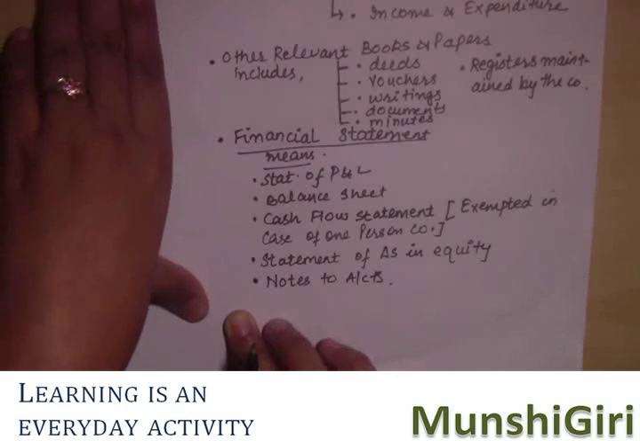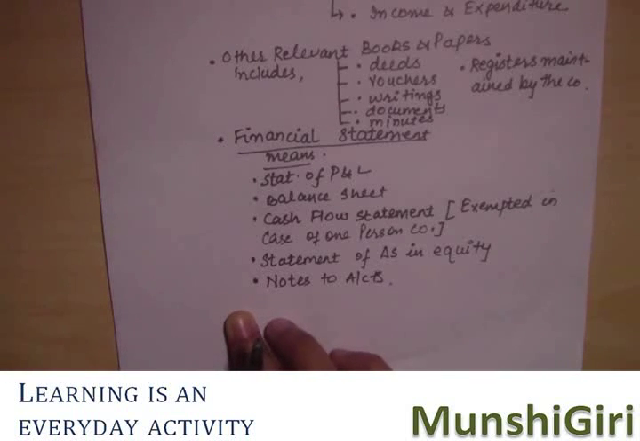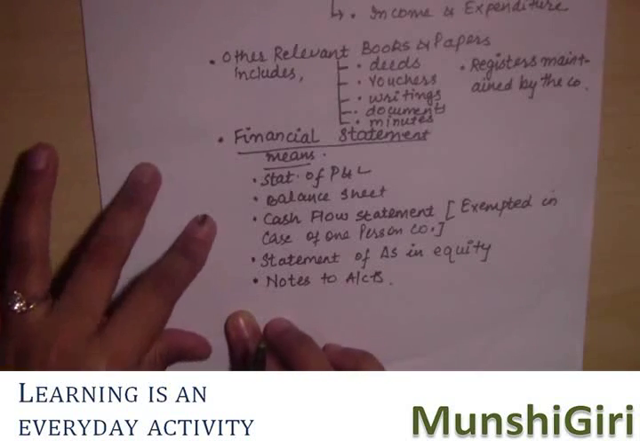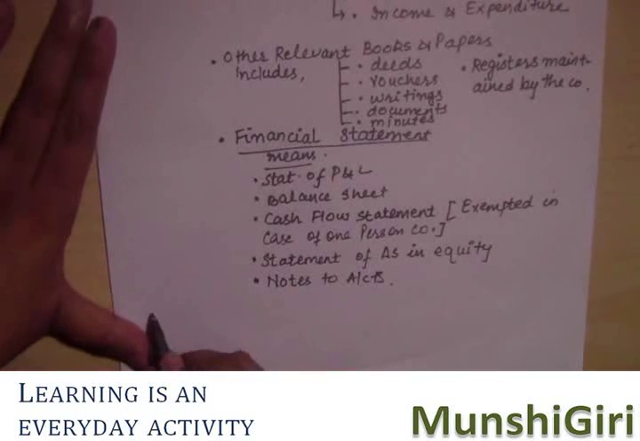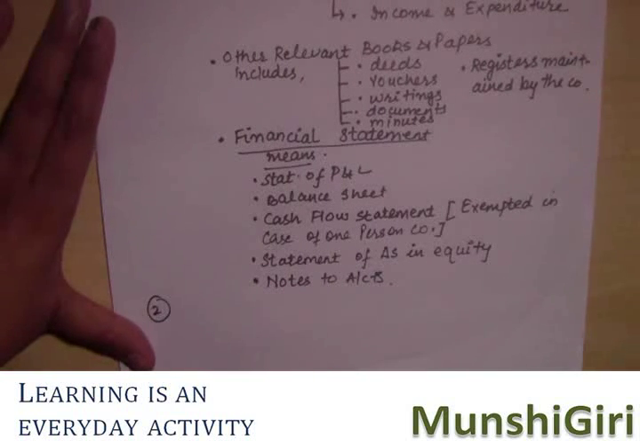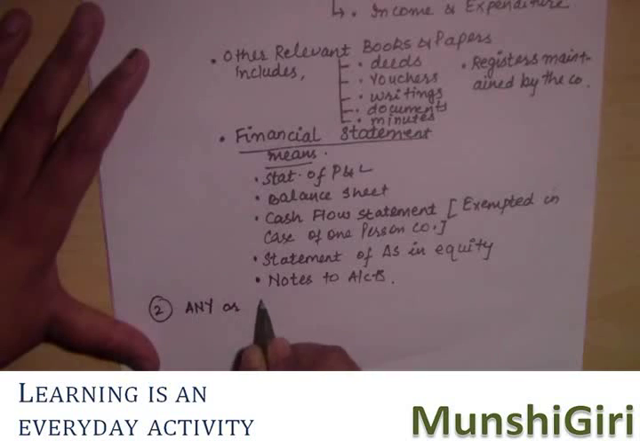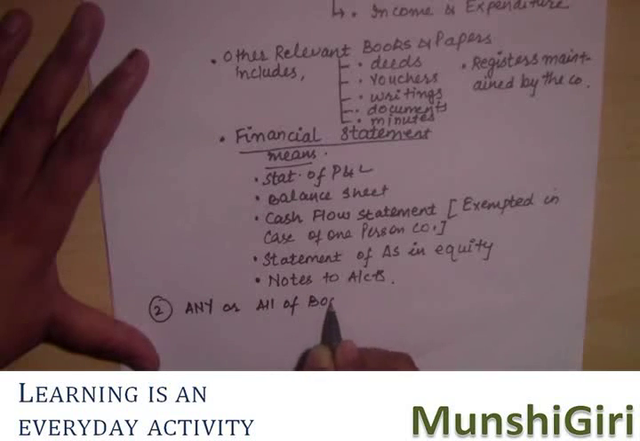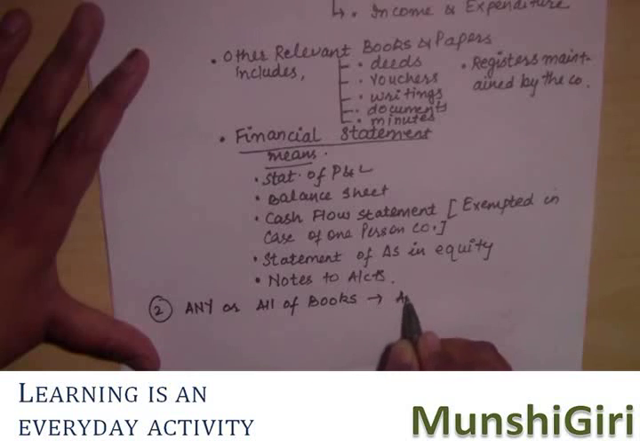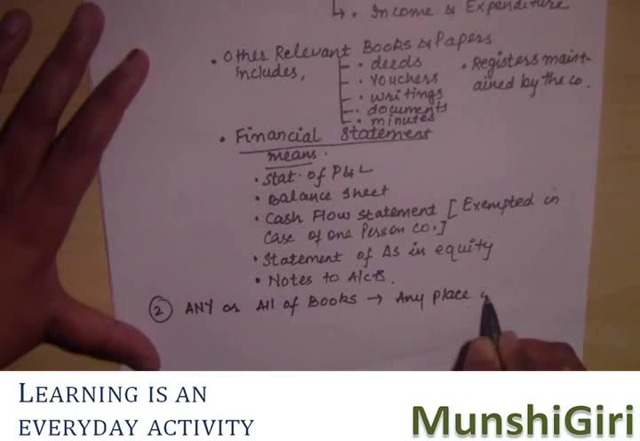So this is all we have covered till now. A company has to keep its books of accounts at the registered office for every financial year, and books of accounts means these things. This was the first point. Now the second point is that a company may keep any or all of its books at any place other than the registered office.